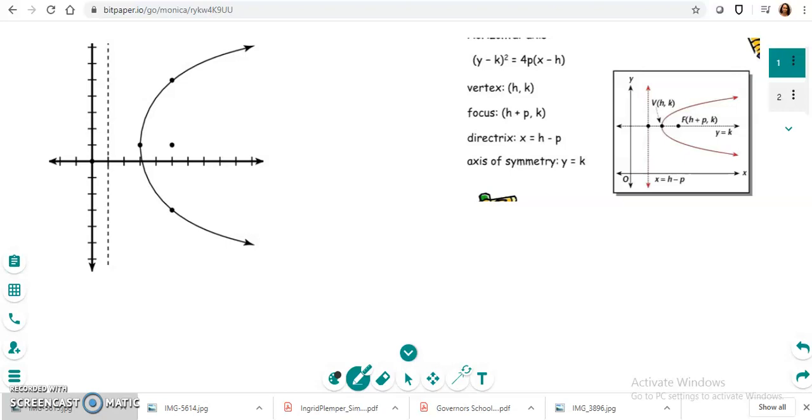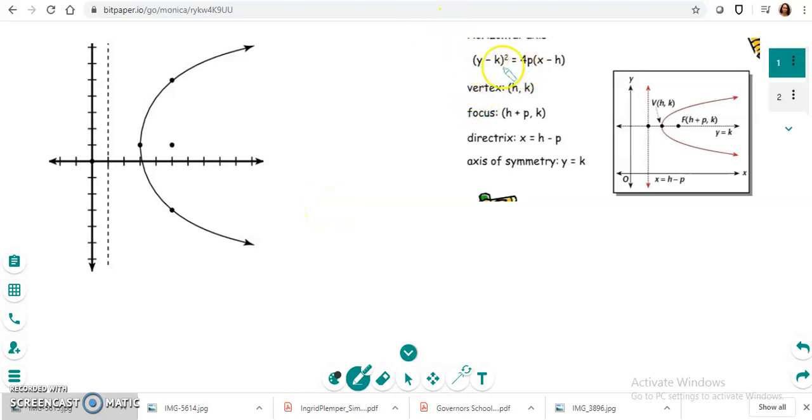Hello, today we're going to look at the graph of a parabola and try to find the equation for that parabola. I have a horizontal parabola that's facing to the right, and I want to find the equation for it. I'm going to show you two different ways to do so.